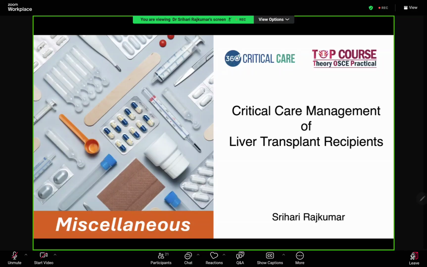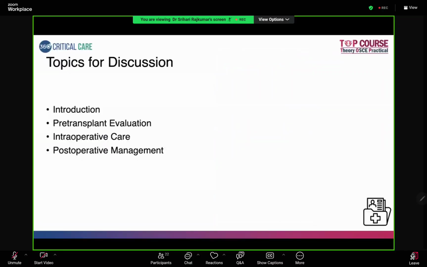So, I'll be discussing components of liver transplant recipient management from more of an exam perspective because you guys have just another 1 month left. So, I don't want to give too much knowledge. I just thought I'll give you important pointers of how and what you need to write in the exams. Before we go into the topic proper, I thought I'll give a small introduction just to make it a little interesting.